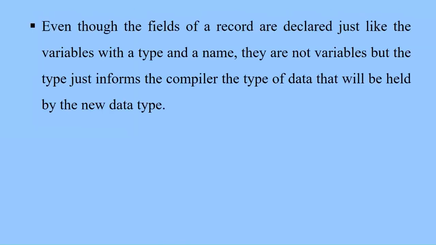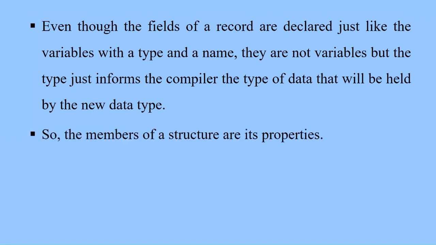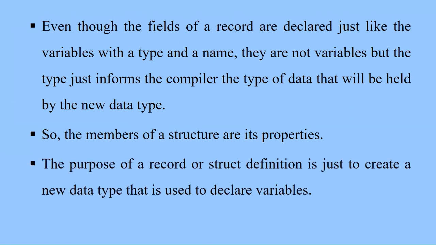Even though the fields of a record are declared just like variables with a type and a name, they are not variables. The type just informs the compiler of the type of data that will be held by the new data type. So the members of a structure are its properties. The purpose of a record or struct definition is just to create a new data type that is used to declare variables.